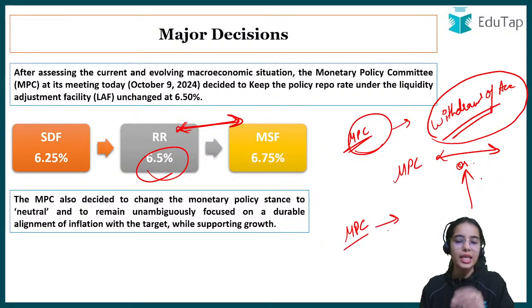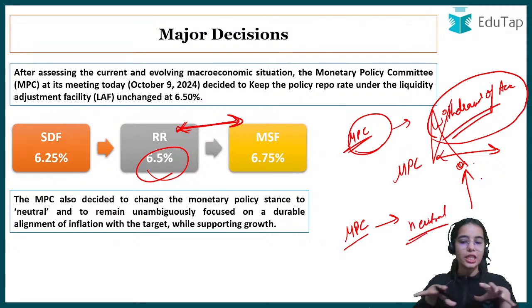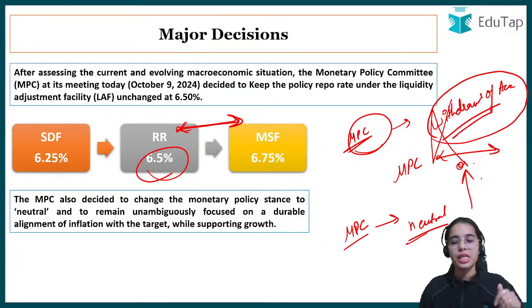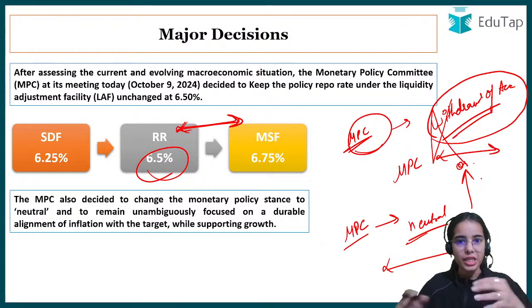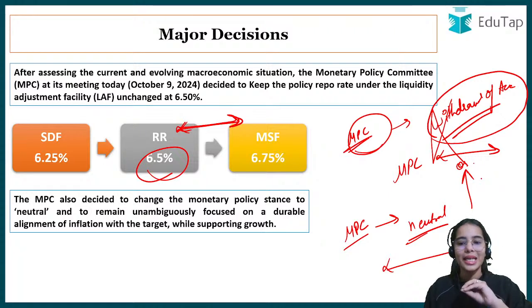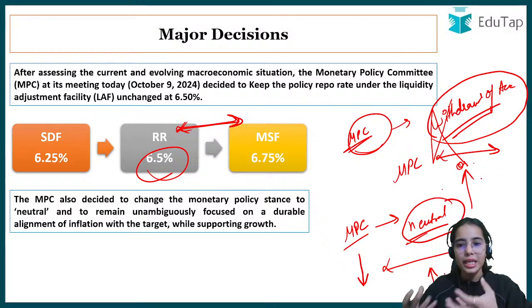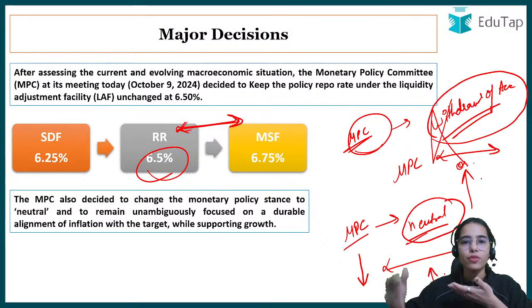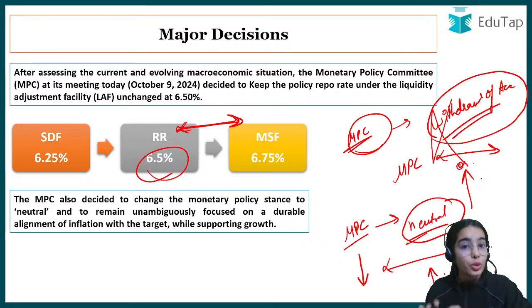Now the MPC is saying that rather than withdrawal of accommodation, we are at a neutral place. We are taking the neutral stance. What is the meaning of neutral stance? Neutral stance means that the MPC can keep the repo rate unchanged in the coming MPC meetings, or can increase the repo rate, or can decrease the repo rate. So in the neutral stance, on the basis of the evolving situation of the economy, the MPC can decide to even reduce the repo rate.